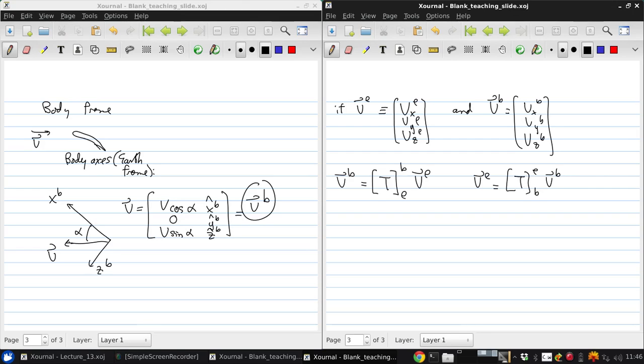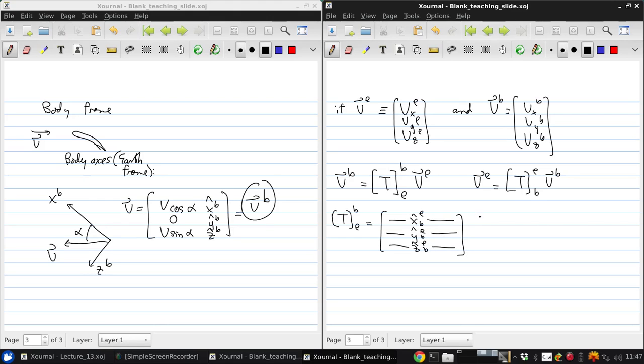Now, these matrices are made up of rows, which are the expressions of the unit vectors. So what that means is that T_BE, to go to the first, looks like this. We've got a row vector here that's x hat E to B, y hat E to B, and z hat E to B.